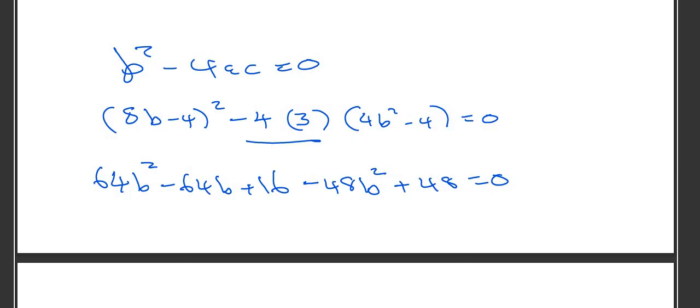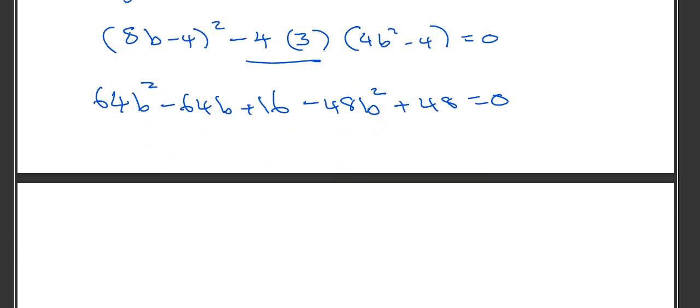Then from here, we can try to gather the like terms. There's a 64 here, there's a 48. So 64 minus 48, it will be 12b squared. But then, let me do it again first. Oh no, it's 16b squared. 16. Yes. Also, this is going to be a 16.